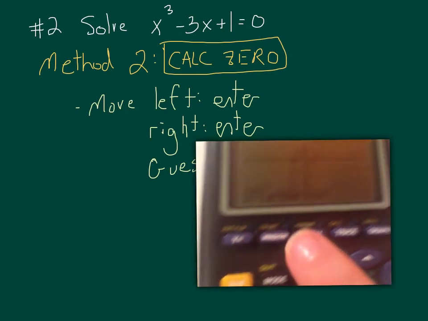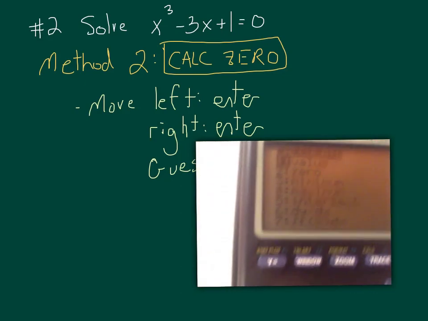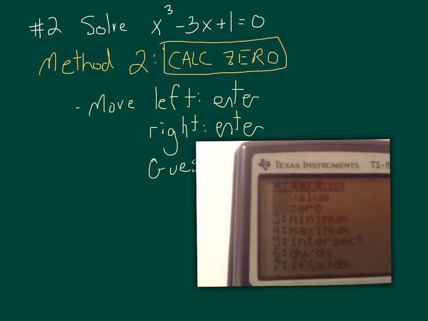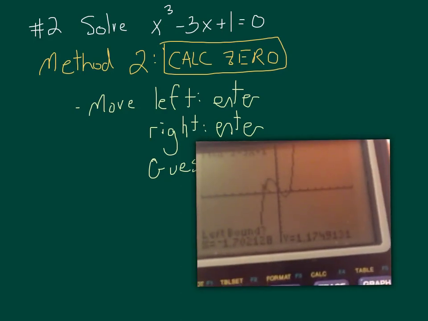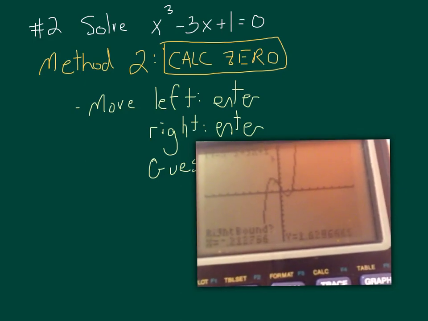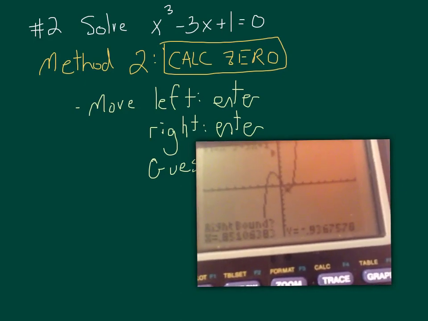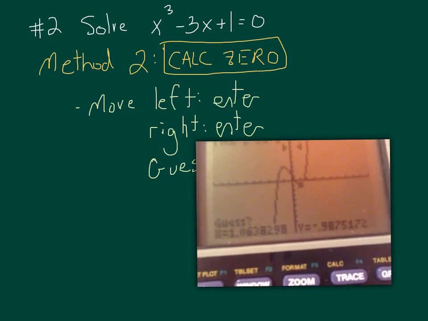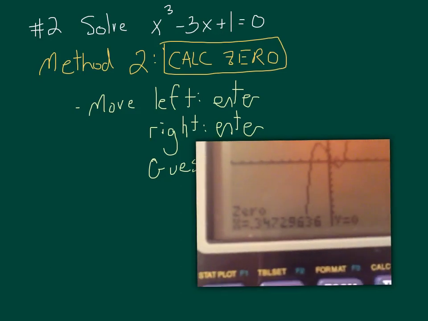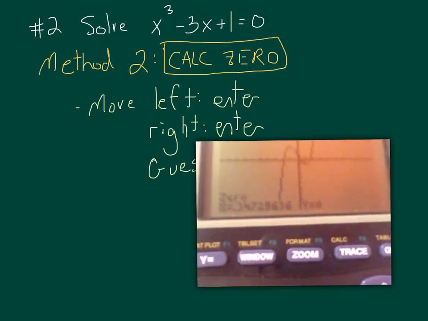Do the same thing again. Hit second, calc, calculate a 0, which is number 2. And this time let's do the 0 in the middle. So left of it this time would be above it. Right of it would be below it. Hit enter. And then when it says guess, just hit enter again. And boom, there's that 0. It's right about 0.35. 0.35 between 0 and 1.